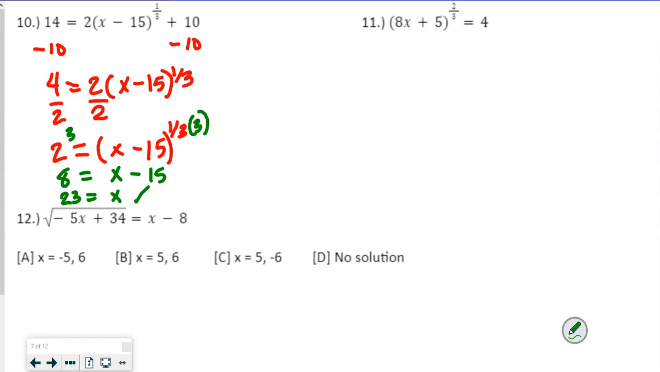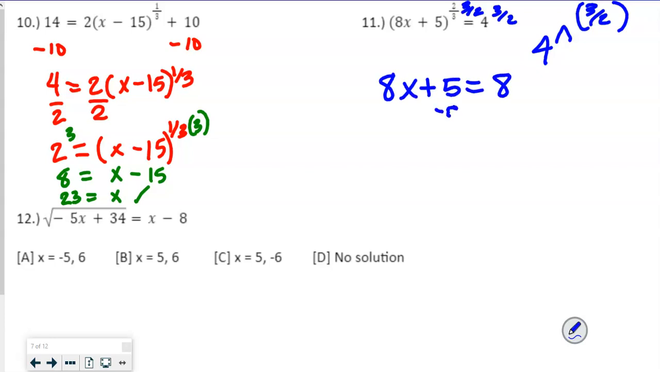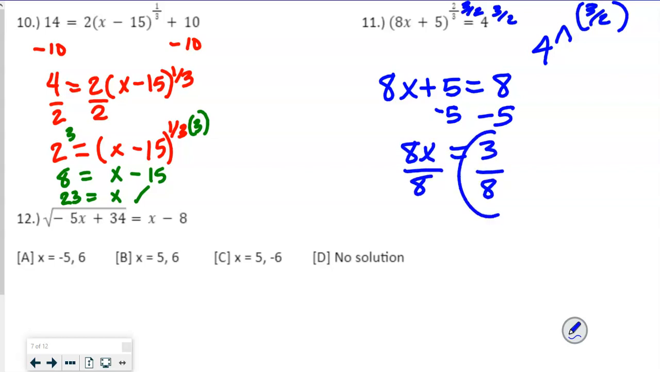So here again, we're going to do the reciprocal of the 2/3, which is 3/2. And in your calculator, guys, you can do 4 to the 3 divided by 2 power, okay? And it's going to give you 8. So 8x plus 5 equals 8. Subtract 5 from both sides. 8x equals 3. Divide both sides by 8. So that's our answer right there.